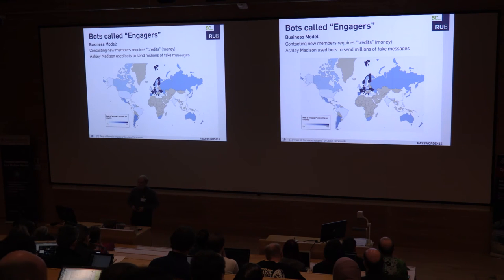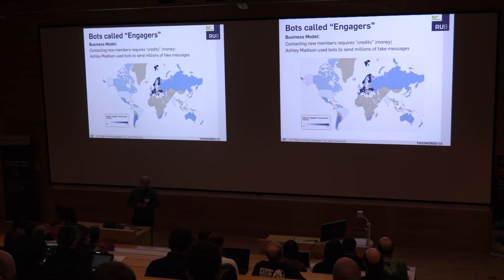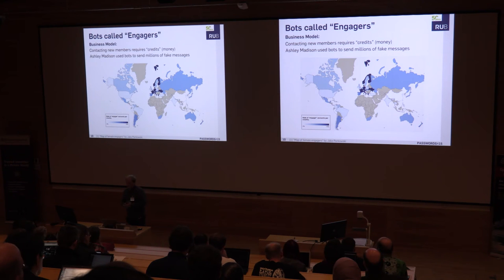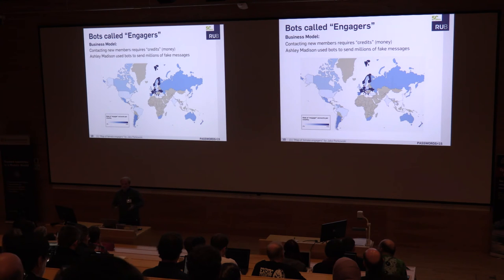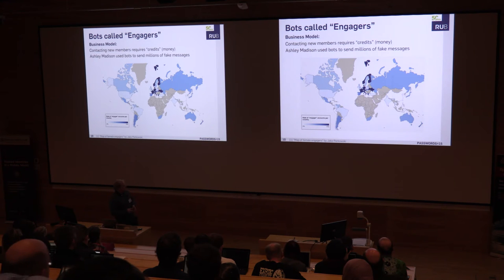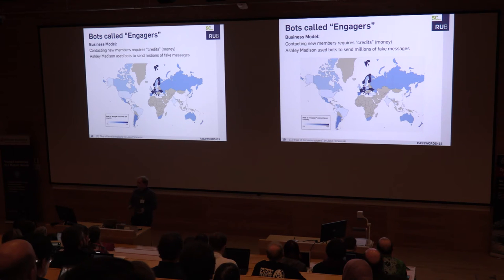To understand what the robots are, one has to understand the business model of this website. So contacting new members of this website required credits, so money. And deleting an account on this website also costs money. And Ashley Madison used the bots to send fake messages to users to lure them into a communication to earn money, right? And this is another map I found online. And it states the rate of engagers or bot accounts per country. And you can see a huge number of bot accounts in Europe. So this might be the reason why we have seen on the other map that there are so many users in Europe.